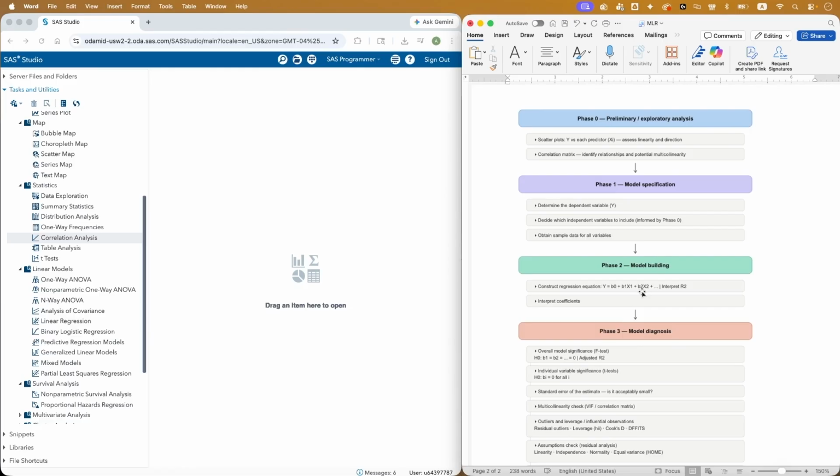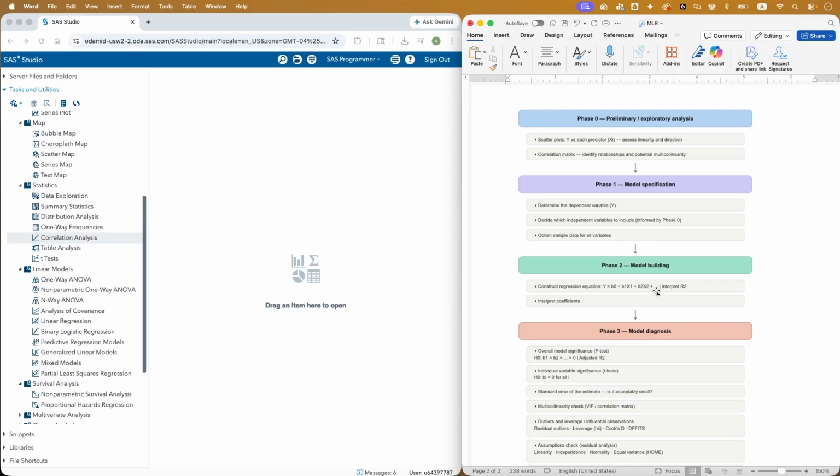It's going to be sales is approximately equal to B naught plus B1 X1. X1 could be the TV, for example, plus B2 X2, where X2 is going to be the newspaper, plus B3 X3, where X3 is going to be the radio, let's say, right?